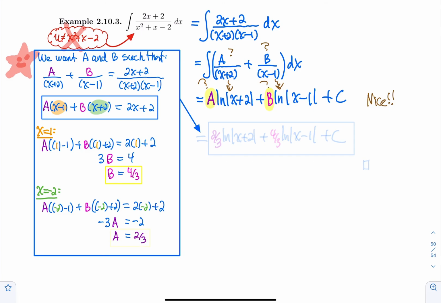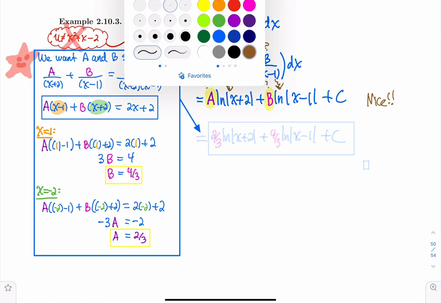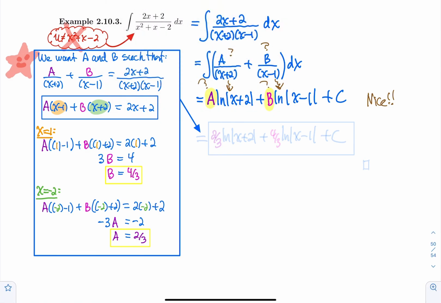Now that we have our two coefficients, we can finally write the final answer using those values that we freshly found. So the final answer, by replacing a by 2/3 and b by 4/3, is the following. Boom! Okay, so we have 2/3 times the ln of absolute value of x plus 2 plus 4/3 ln of absolute value of x minus 1 plus c. And that's it, that's all.